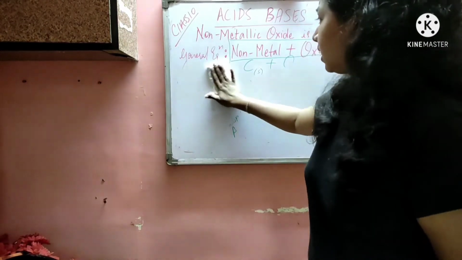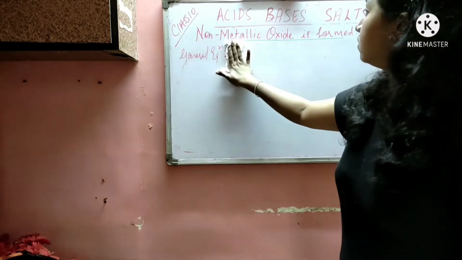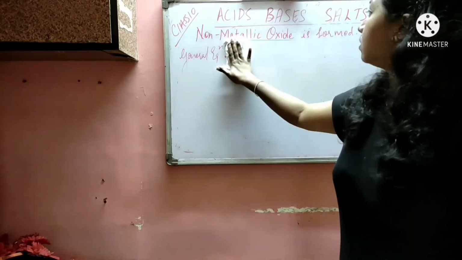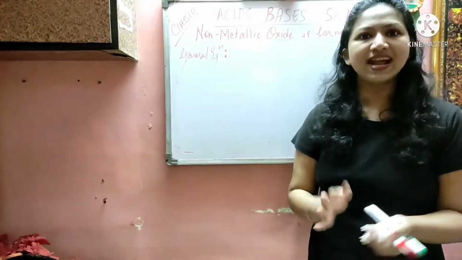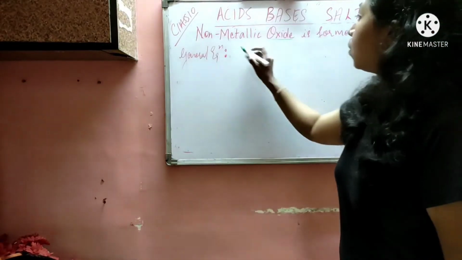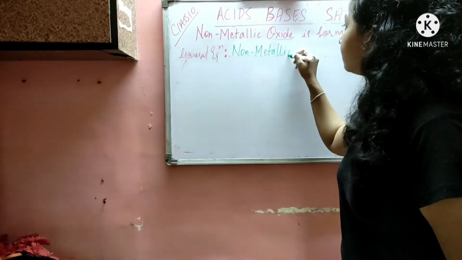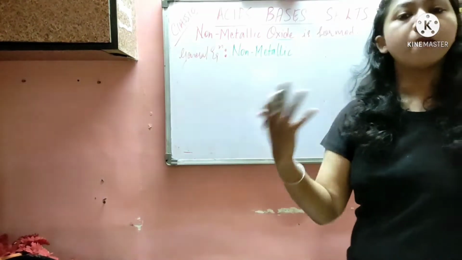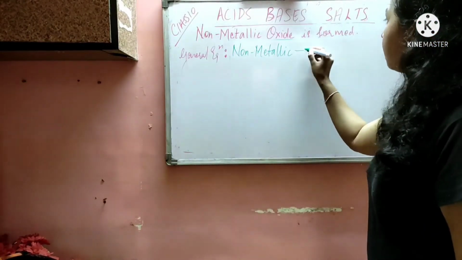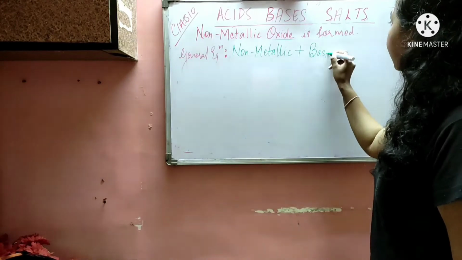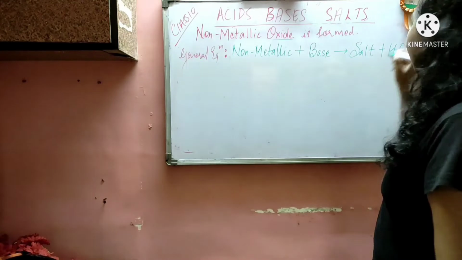Now make sure, guys, you write it down. Don't mug it up. Always make sure you write the reaction, understand it and then write it. So non-metallic oxides are what, guys? Non-metallic oxides are acidic in nature. So when non-metallic oxides react with a base, what happens? Let's see what you're going to get. Obviously you're going to get salt and water. Why, guys?